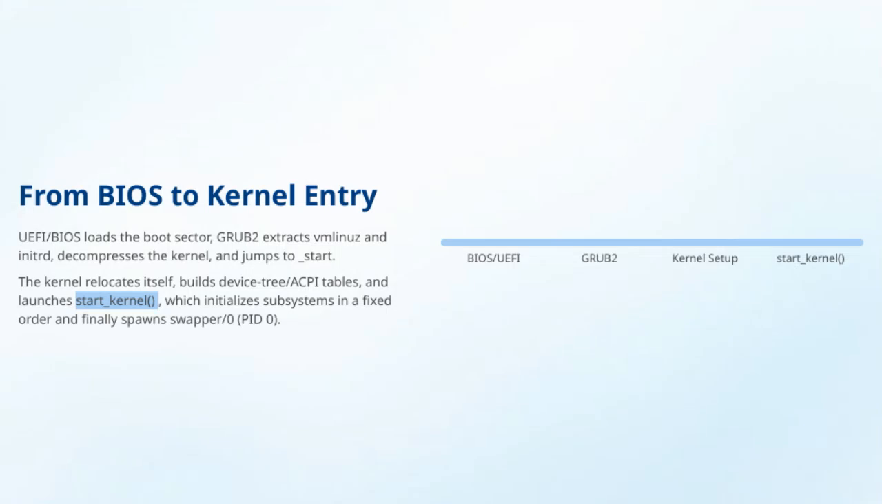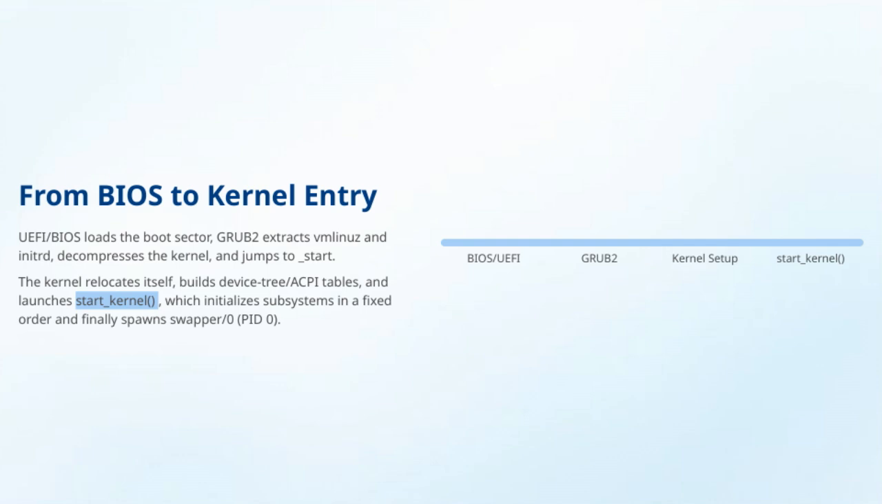All right, let's walk through what happens from the moment the system begins to boot up, starting with the BIOS or UEFI firmware. These are the first pieces of code that run when you power on your machine. Their job is to load the boot sector, which contains the next stage of the boot process. Once the boot sector is loaded, GRUB2 takes over.